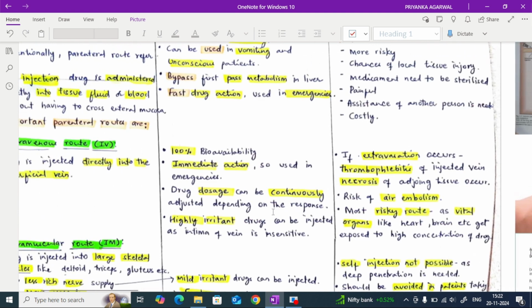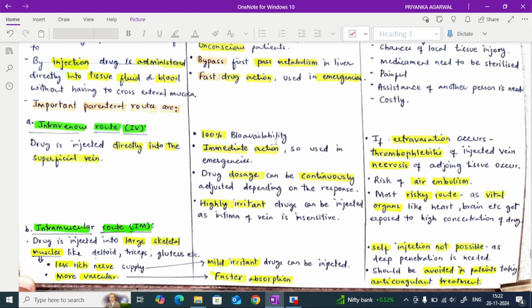Okay, so the advantage is this gives 100% bioavailability. So what do you mean by bioavailability of the drug? That is the fraction of the drug that is available in the body for action. So 100% of the drug is available, whatever is administered by this route is available in the body for action. There is immediate action, so it is used in emergencies.